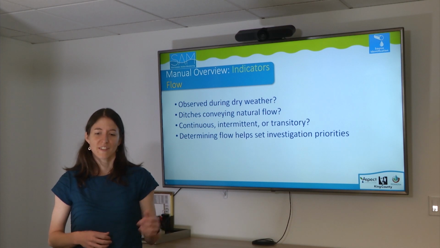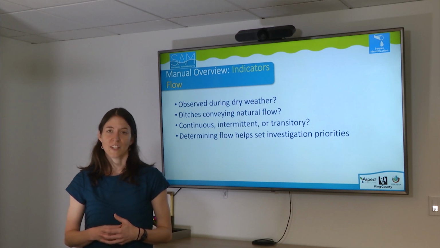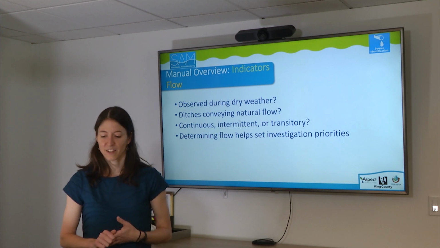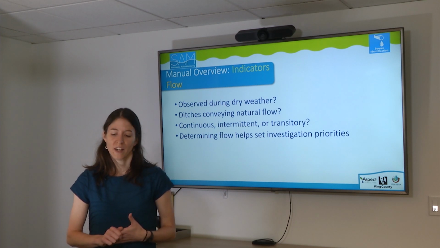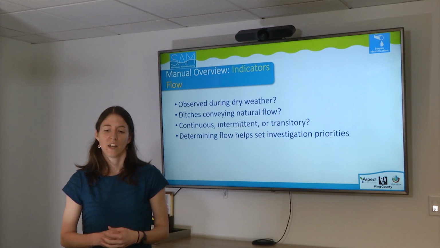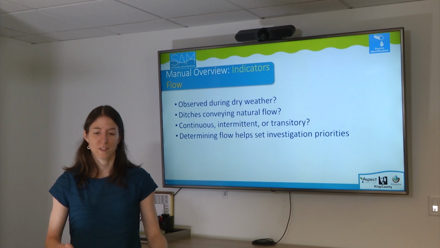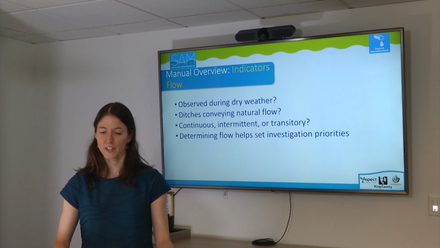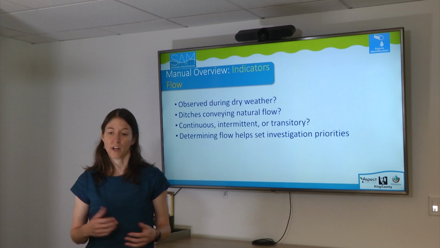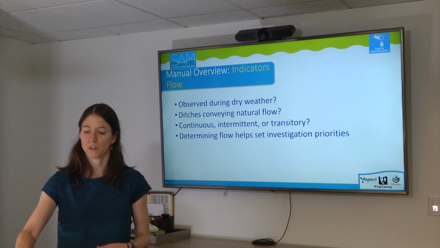And then transitory, this is kind of the trickier one to figure out what's going on. Transitory is something that occurs in response to a singular event. That could be a vehicle accident, illegal dumping, a sewer main break, things like that, a ruptured tank. So things that are just transitory or only occur for a brief amount of time in response to a specific event. So determining what the flow is and what it's caused by will help you set your investigation priorities and the next steps that you move through.